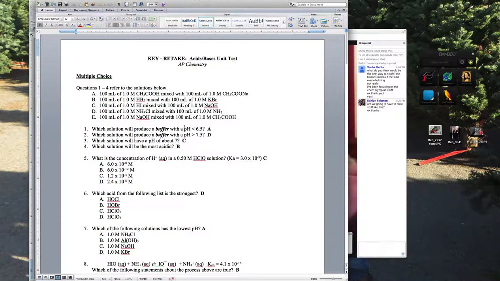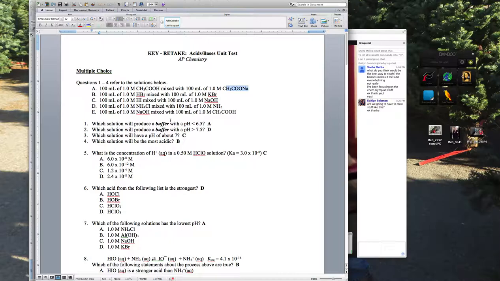Number one, which solution will produce a buffer with a pH less than 6.5? So we're looking for a weak acid and its conjugate base. And we look up here and we see just what we used in our example: the acetic acid plus the sodium acetate. A buffer with pH greater than 7.5, so we're looking for a weak base plus its conjugate. It's written backwards, but you can see there's the conjugate acid, and there's the weak base.